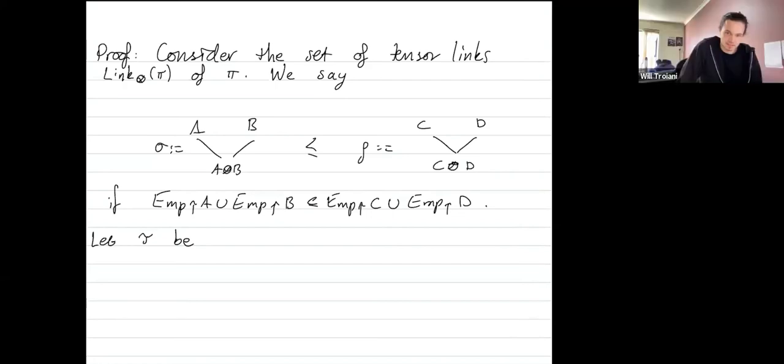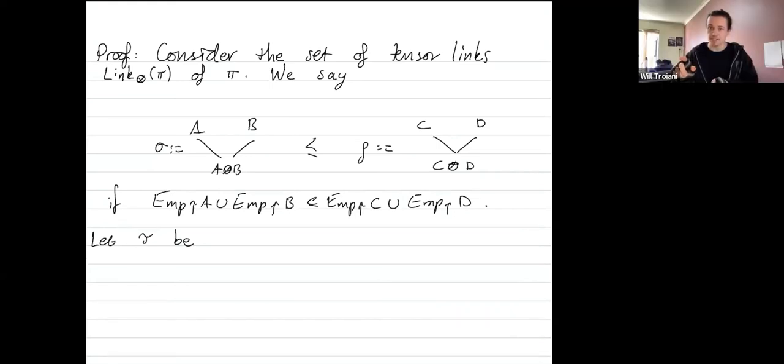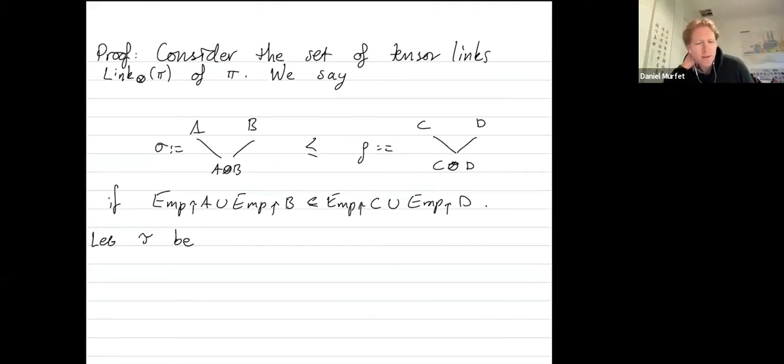Are these all terminal tensor links? No. So we're going to define this order on all of the tensor links, and then we're going to take a maximal element. And the first step of the argument is to prove that that thing's terminal. Okay, you misspoke earlier then, because you said take the terminal ones.